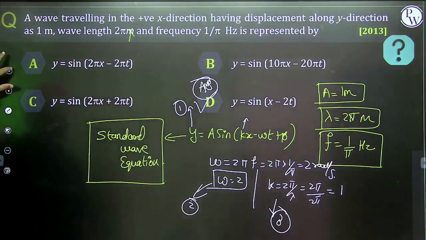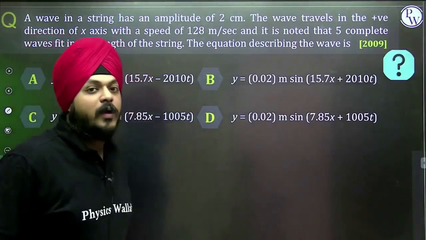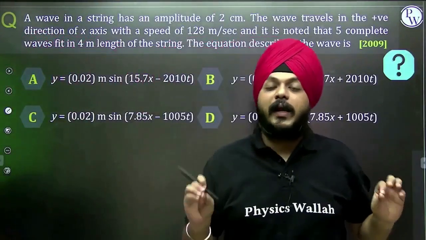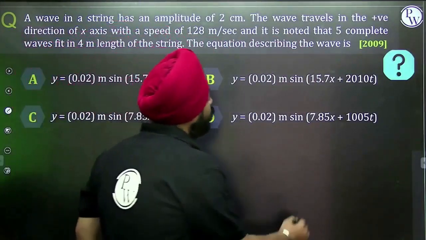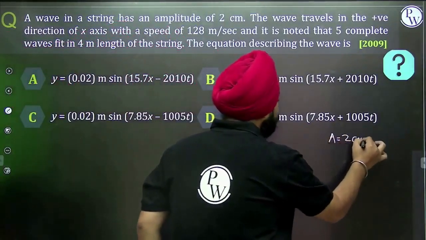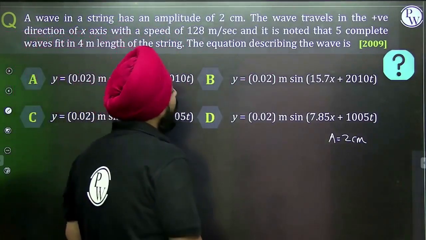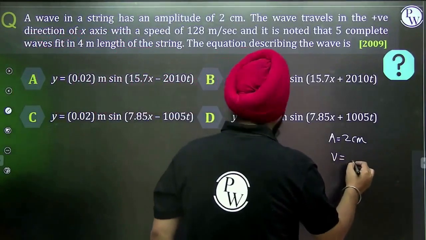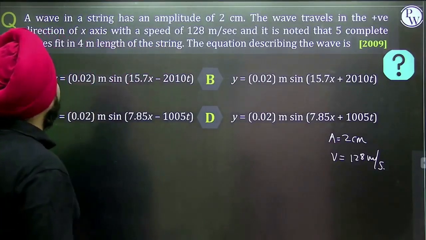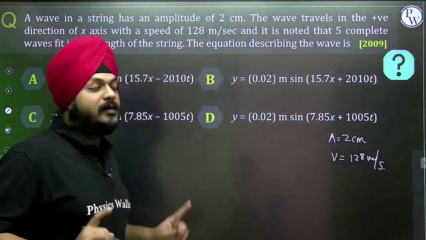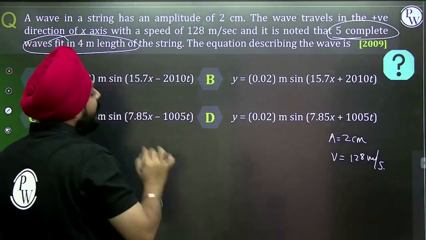Okay, now, 2 to 3 to 4 questions, PYQs based on the wave equation we are going to see. A wave in a string has an amplitude of 2 cm. The wave travels in the positive direction with a speed of 128 meters per second, and it is noted that 5 complete waves fit in 4 meters of length. See, this statement is important.